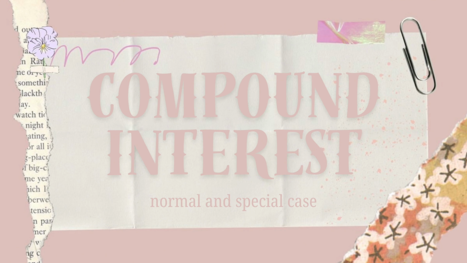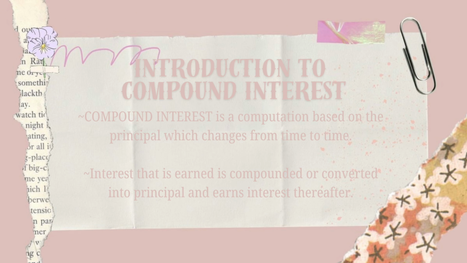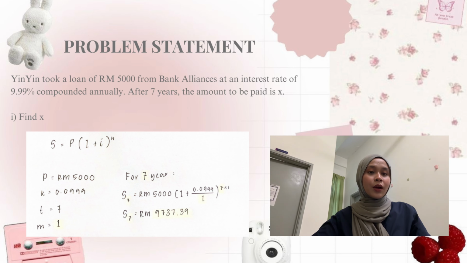Compound interest computation is based on the principle which changes from time to time. Interest that is earned is compounded into principal and earns interest thereafter. Next is the problem statement. You need a loan of 5,000 ringgit from Bank Alliance at an interest rate of 9.99% compounded annually after 7 years. The amount to be paid is as follows.